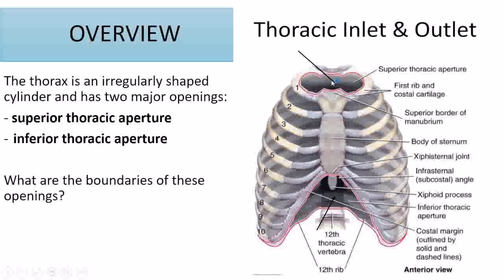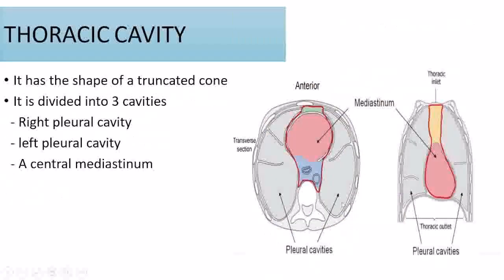So the superior thoracic aperture, also called the thoracic inlet, is bounded anteriorly by the jugular notch of the manubrium of the sternum, laterally by the first rib and its costal cartilage, and posteriorly by the first thoracic vertebra. The inferior thoracic aperture, also called thoracic outlet, is bounded anteriorly by the xiphisternal joint, posteriorly by the 12th thoracic vertebra, anterolaterally by the costal margin, and posterolaterally by the 11th and 12th rib.